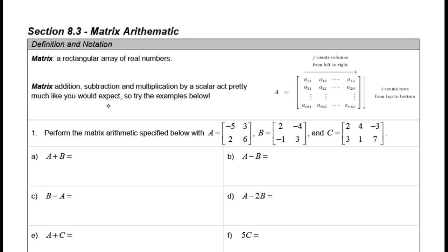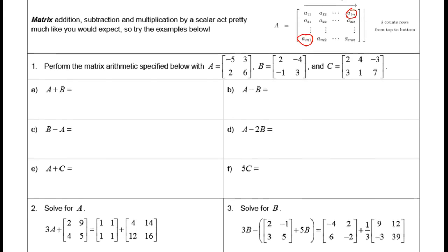The only other thing I want to mention before the examples is that when we talk about a matrix dimension, we talk about rows by columns. So this example matrix here, A, has m rows and n columns. So the dimension of that matrix is equal to m by n. M rows, n columns. Okay, let's move down to these examples.